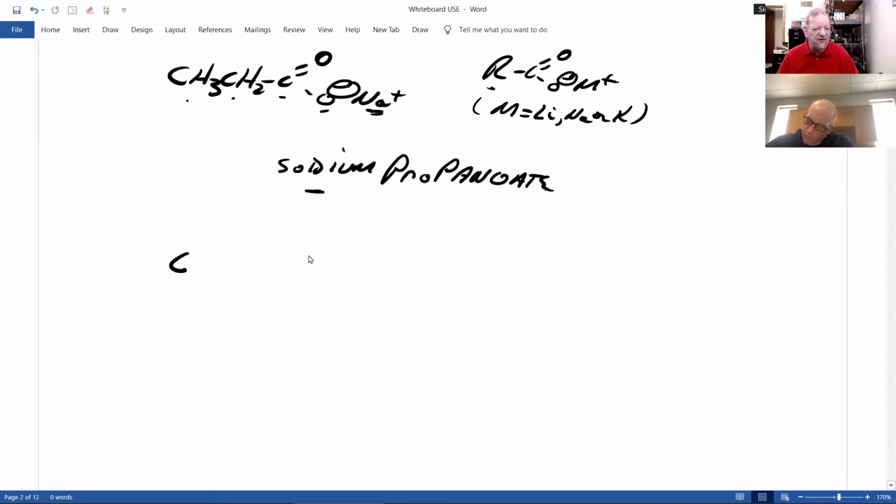Again, for carboxylate anions, I will not put an alkyl group on there. The carbonyl carbon would be one, but I'm going to keep it simple on the test. For those who want, after class, if you're interested, I'll show you how to do it with an alkyl group.